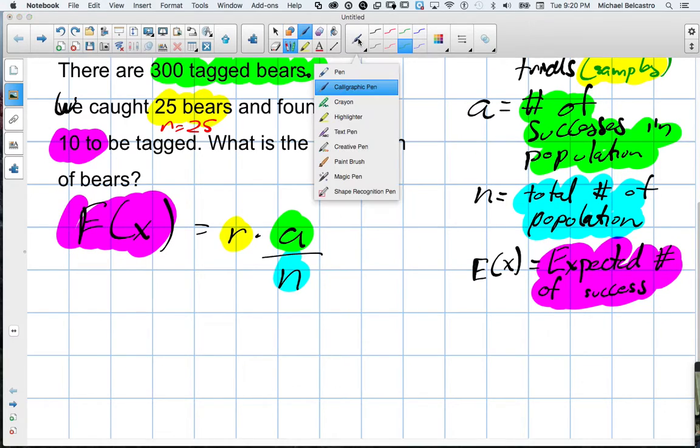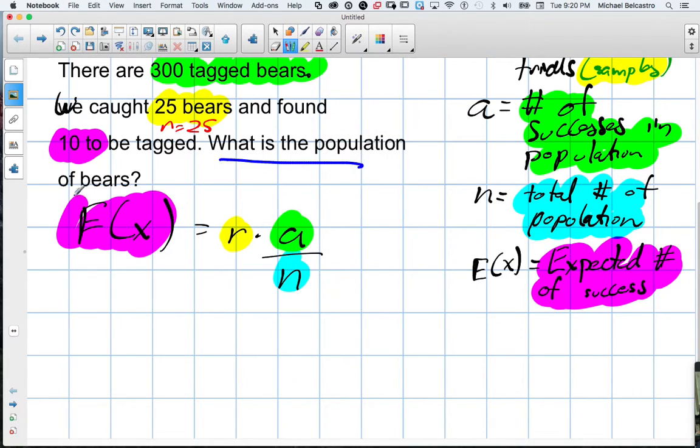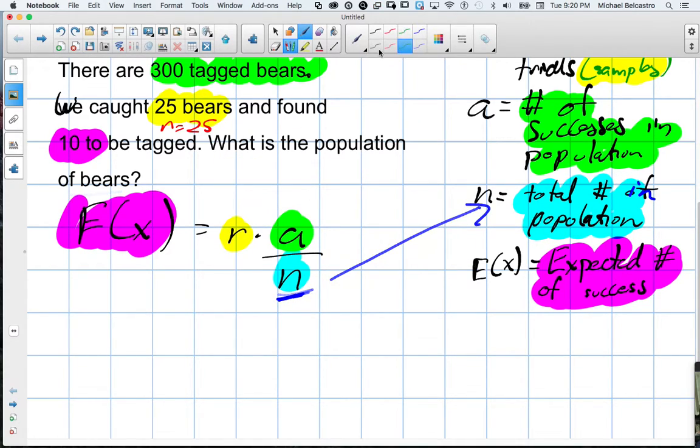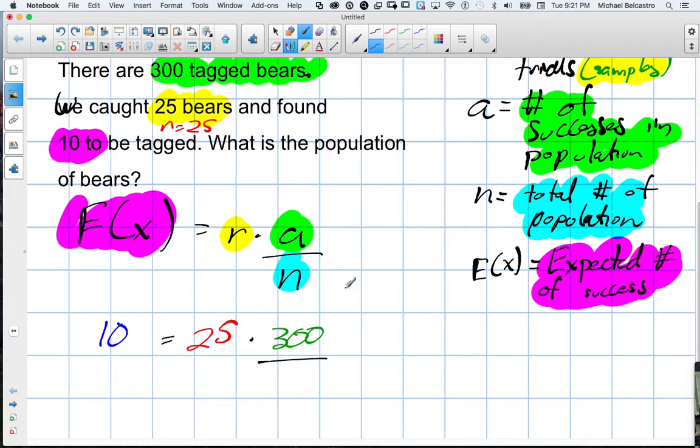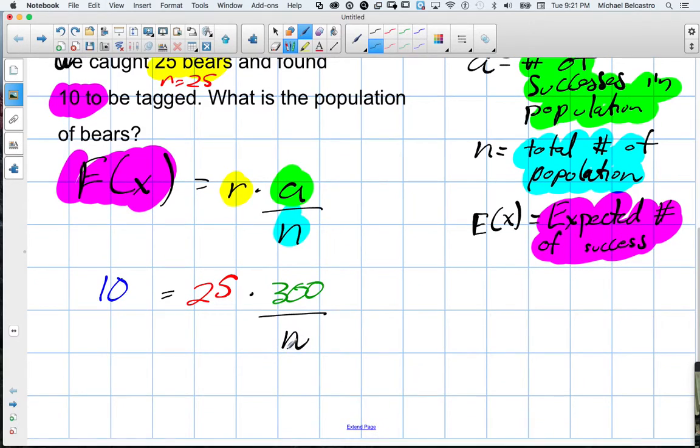So the unknown right now, and essentially what they're asking, is what is the population of bears? Well, remember, N is always the total number of the population. So N is our unknown. So we're going to fill these in here. 10 is our expected value. R was our 25. Our A value was the 300 bears that we know to be tagged. And then our total population we'll leave as N. N is our unknown here.